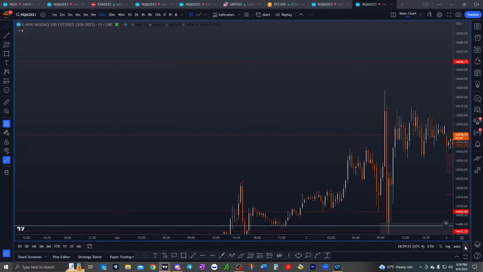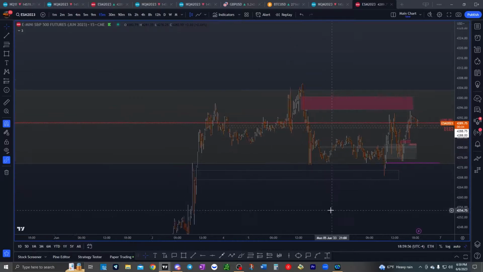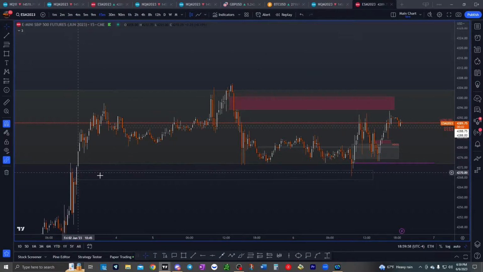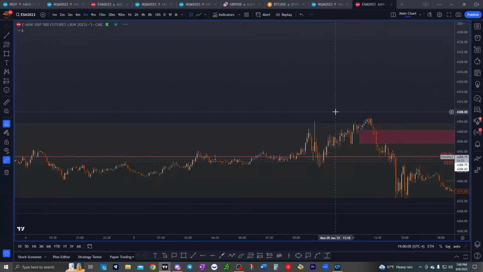Okay. On ES, there was a 15-minute fair value gap for a potential draw on liquidity, which was within here, which we traded down on into. Okay. Pretty clear setup for the PM session for the shorts.